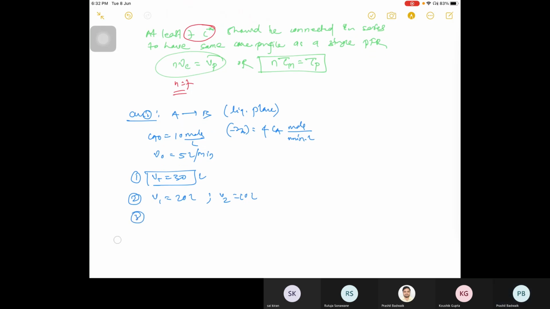Third case, V1 is equal to 15 liter and V2 is equal to 15 liter. And the fourth case is V1 is equal to 10 liter and V2 is equal to 20 liter.